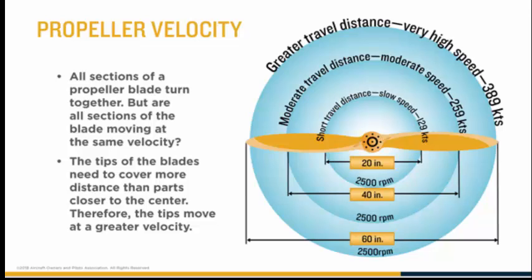So this is just describing how a propeller works. We don't really put much thought into it, but notice, everything moves together, obviously. It's one propeller, but they all have different velocities based on where they're located. So you can look at the diagram there and see that, at the end, the blade has a greater distance to travel, and it has a very high speed compared to what is right in the center.